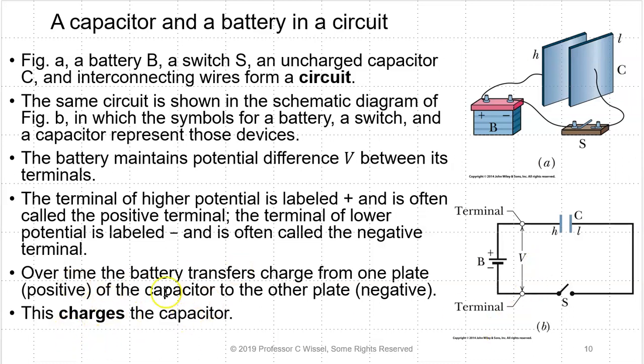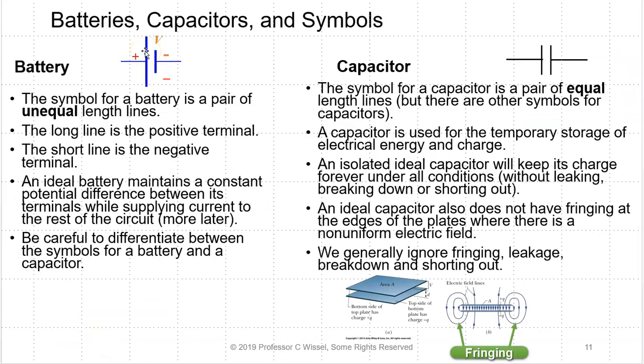This charges the capacitor. Now, you have to be careful with symbols. The battery symbol and the capacitor symbol look a lot alike, but they're not alike. If you are not careful when you draw circuits, you'll get these confused, and then you're going to be really sorry. So the battery symbol is a pair of unequal length lines. The long line is the positive terminal. The short line is the negative one, and it sort of looks like a little negative sign.